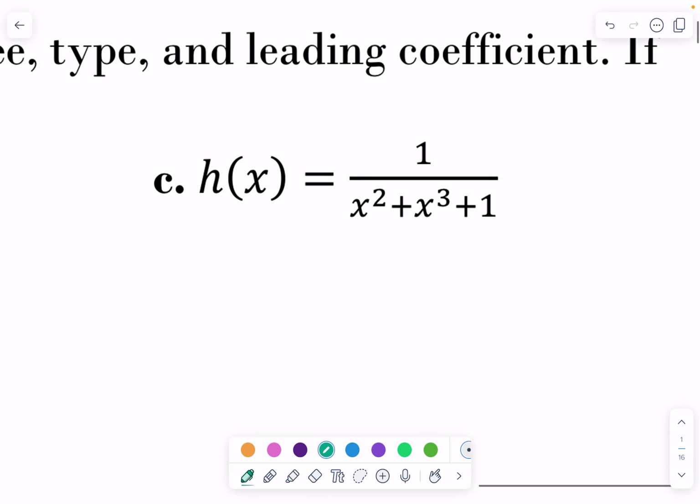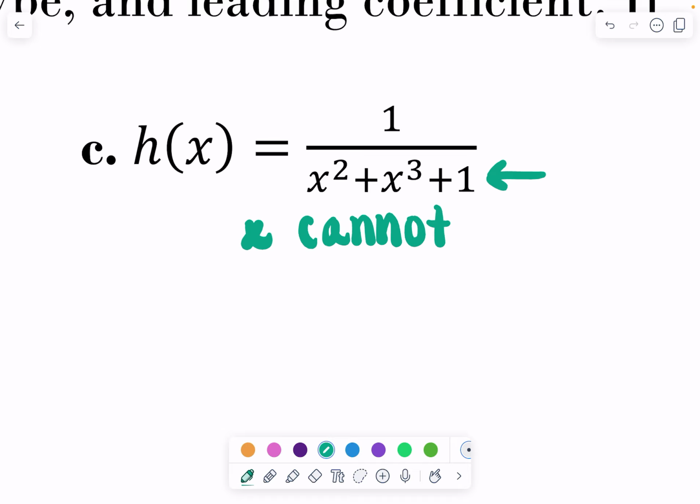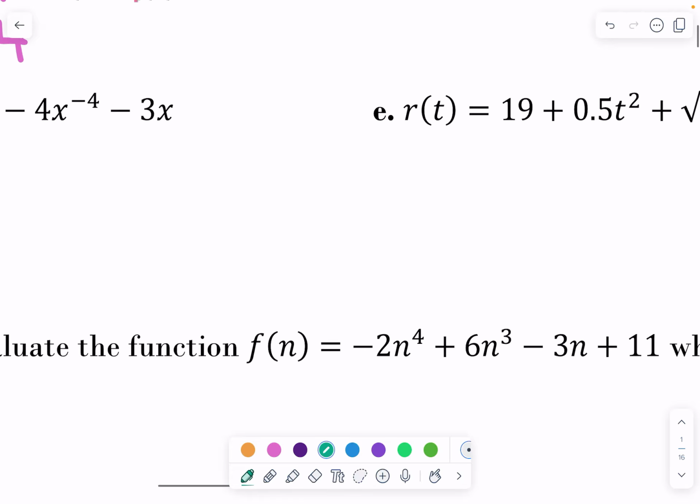Hopping to letter C. Same thing from our chart in our properties of polynomials. I'm going to look directly at my denominator here. I have x squared plus x cubed plus 1. We can't have x in the denominator. That is not a rationalized function. So x cannot be in the denominator. So this is not a function or a polynomial. Sorry, guys.